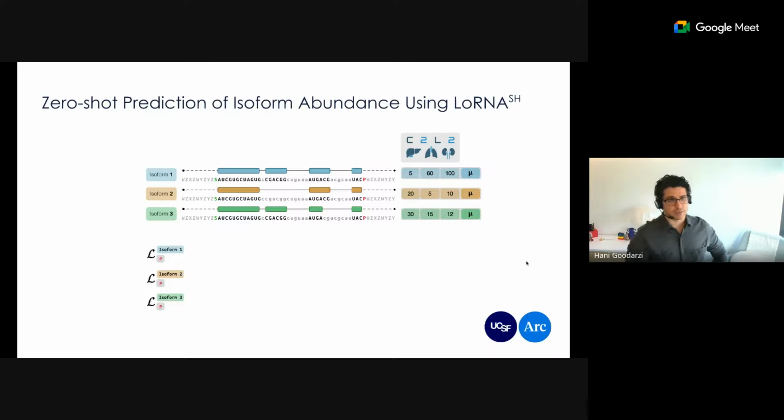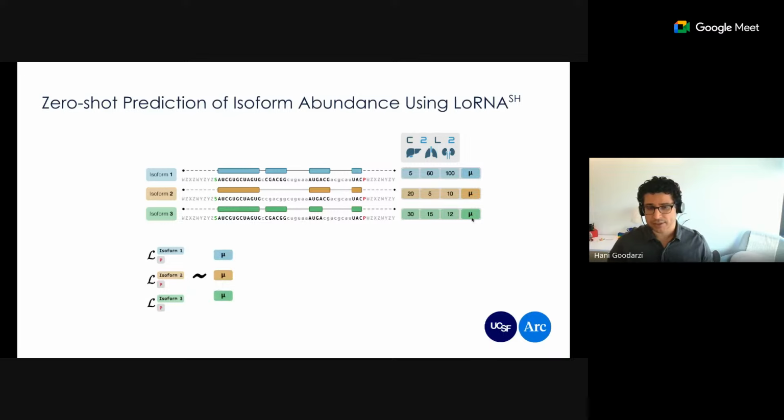Now, how is this useful? It turns out what we define as a likelihood of the model is useful. Here, for example, we have 3 different isoforms. We can give this as input to the model. The model gives us 3 likelihoods, 3 scores for how likely each isoform is, based on the model's understanding of the entirety of the context.